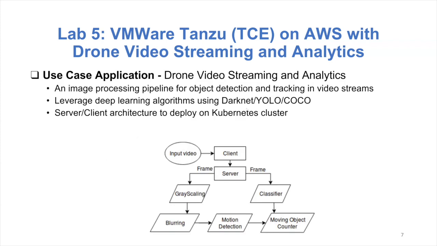The use case application is drone video streaming and analytics, an image processing pipeline for object detection and tracking in video streams. We are going to leverage deep learning algorithms using Darknet, YOLO, and COCO in this application, and we will use a server-client architecture to deploy onto the Kubernetes cluster.